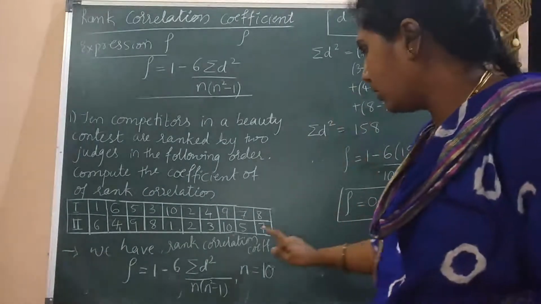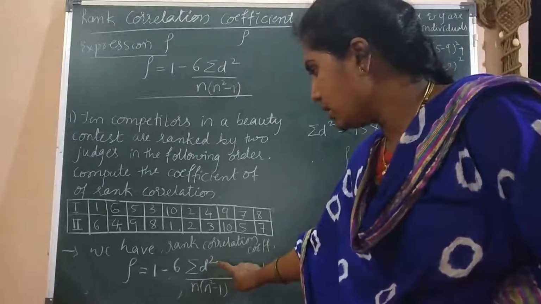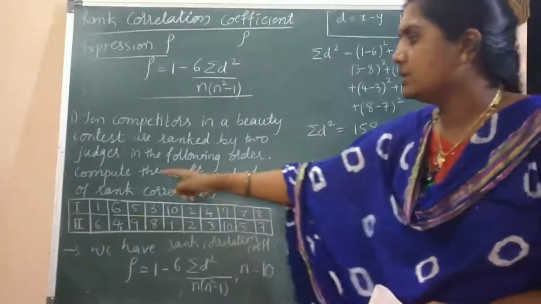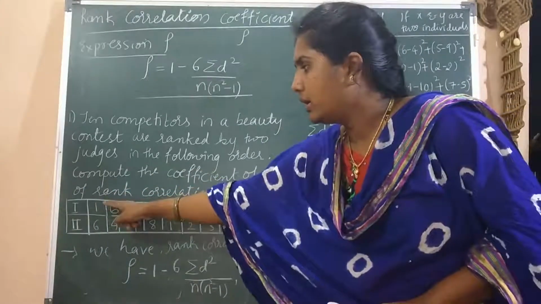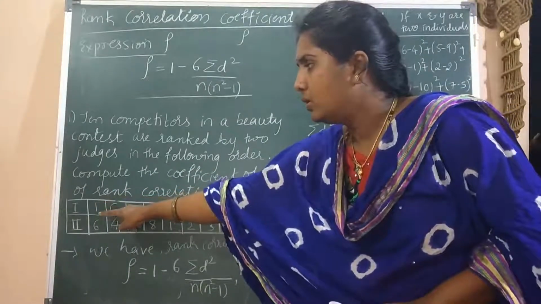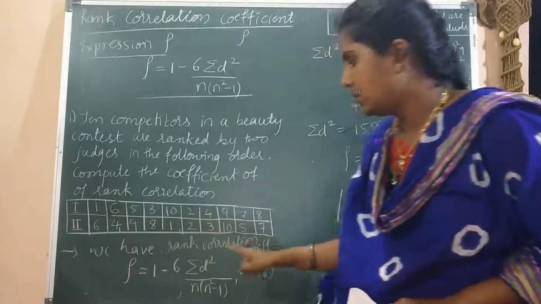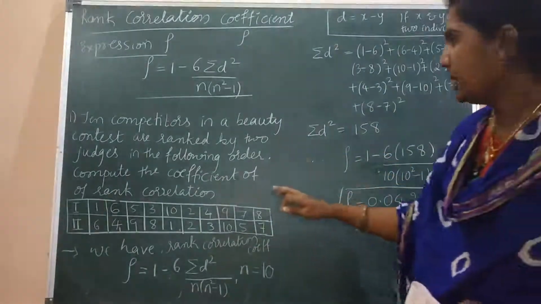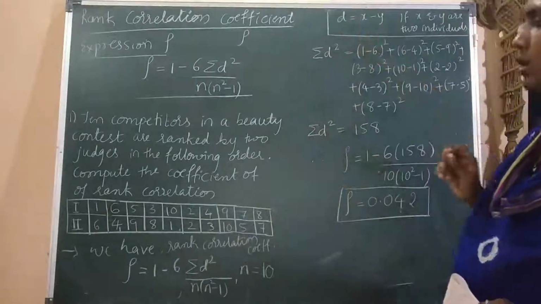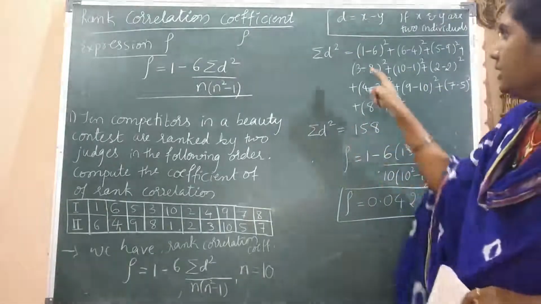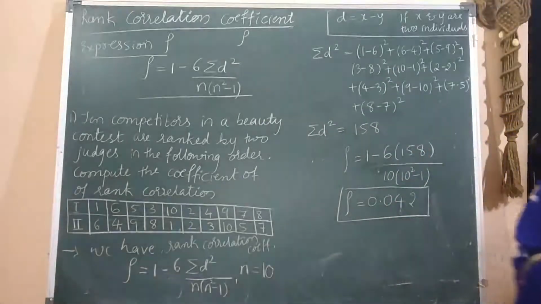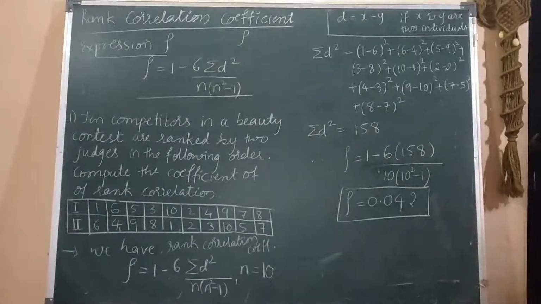To find the rank correlation, the main two terms are D and N. D is nothing but x minus y. If x and y are given, x minus y. Here 1 and 2 are given, 1 minus 2 is D. Similarly, D is the difference between two individuals. Find summation of D square, substitute, and simplify. After simplifying, you will get the rank correlation coefficient.